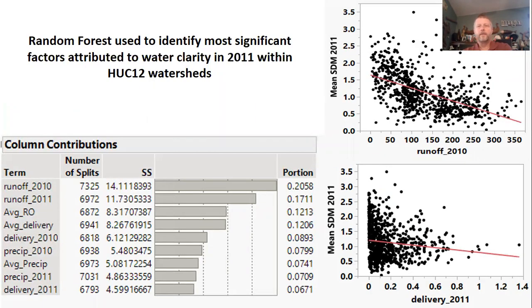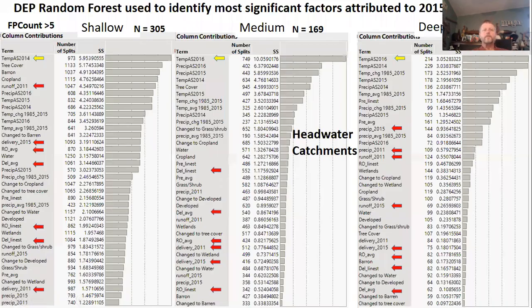So here we have the HUC 12, looking at all the data again using random forest. And the runoff is the big factor. And that makes sense because runoff is what's going to end up in the lakes, whereas the delivery of the erosion may just stop at the bottom of the flow path, and so it might not actually make it to the lake. And these are the greater than 5 flow paths at the headwater catchment.